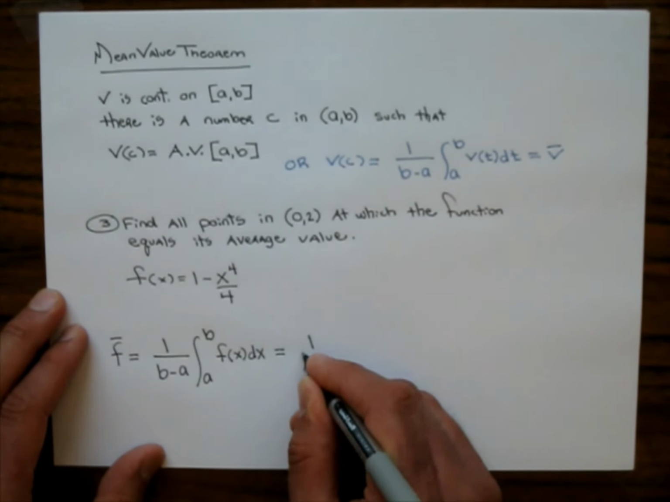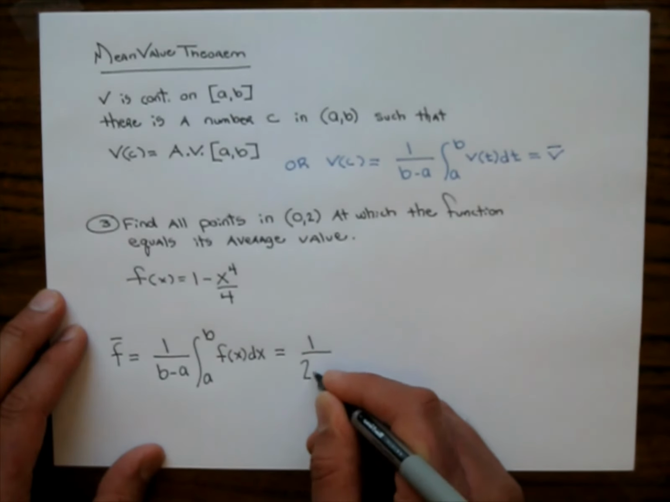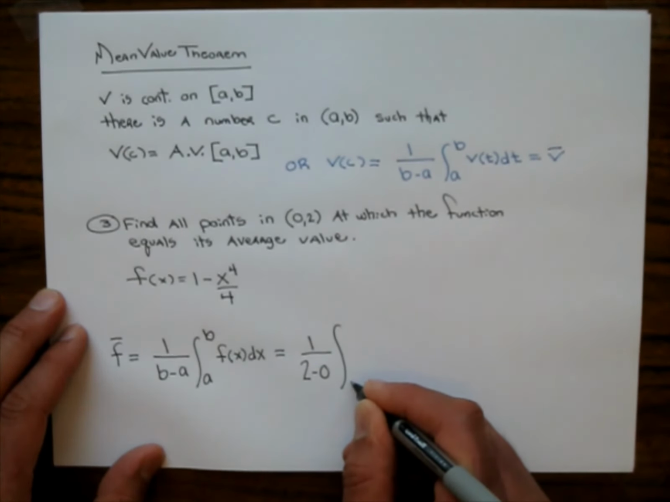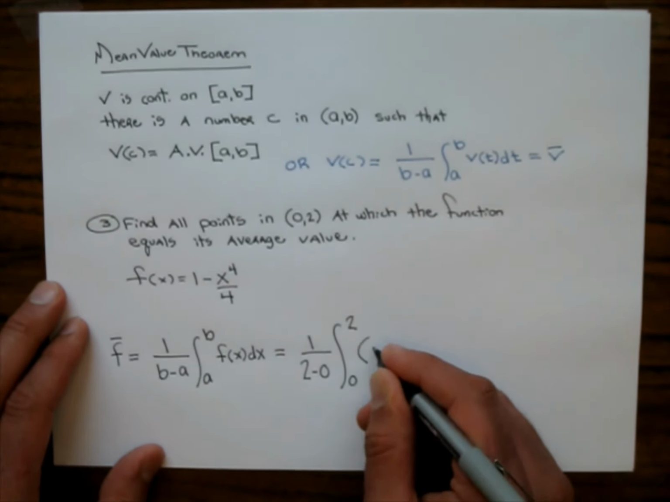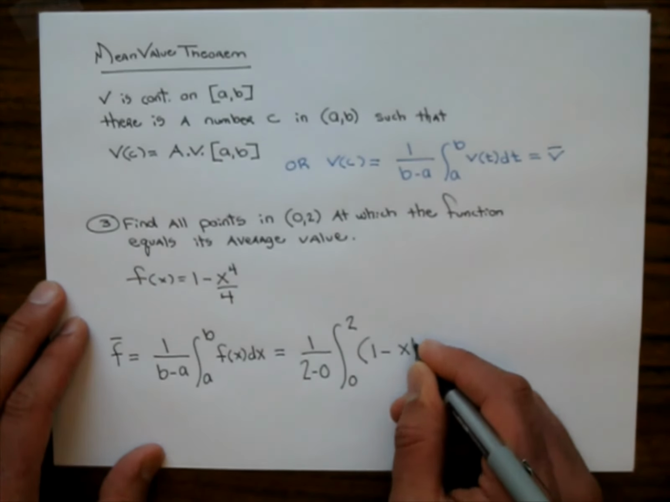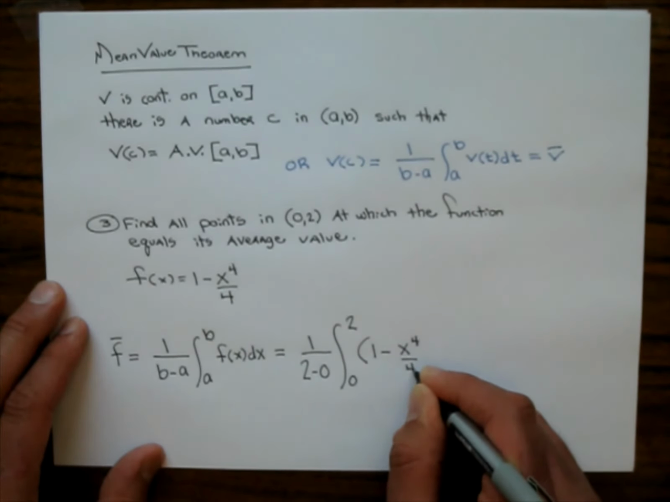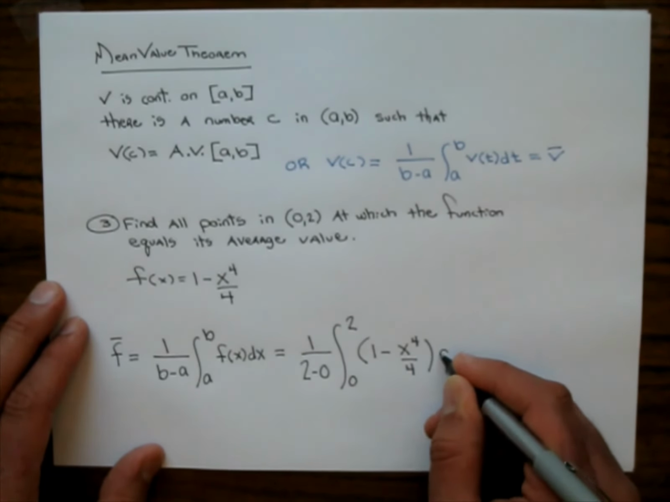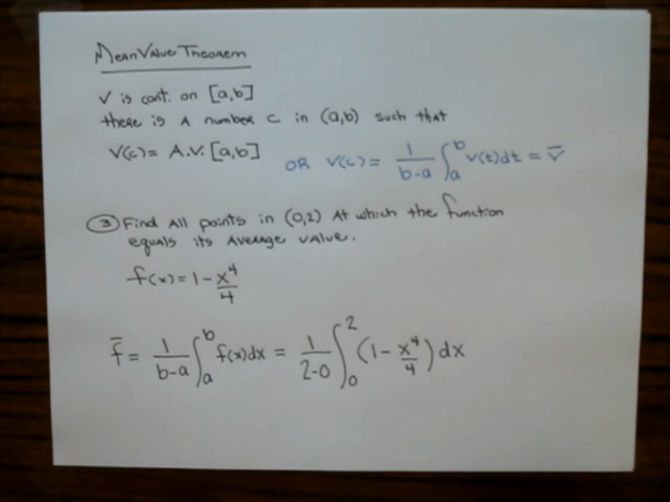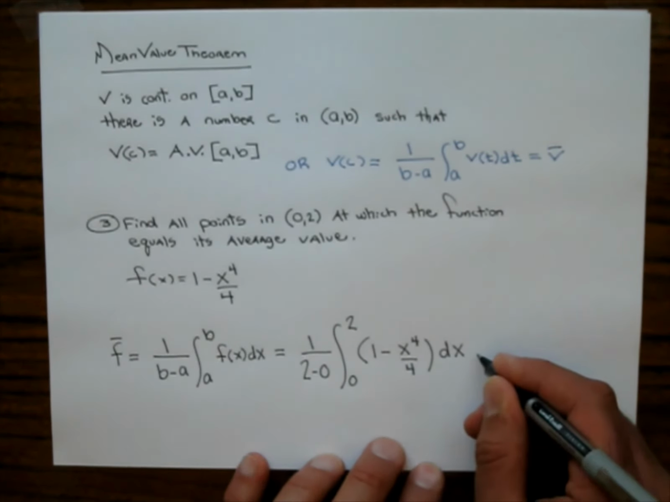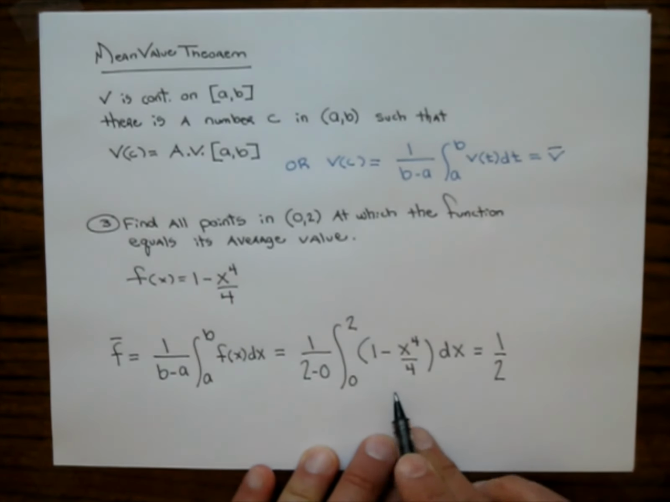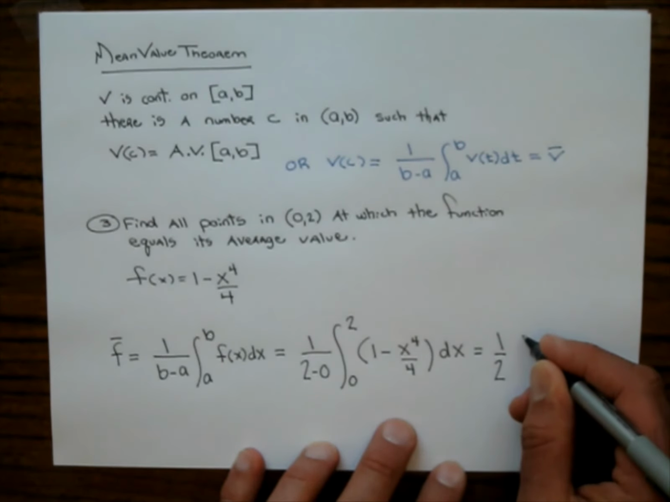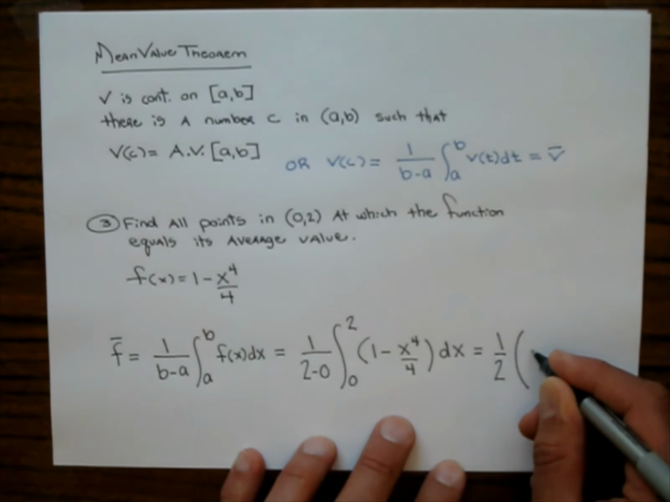This is 1 over 2 minus 0, integral from 0 to 2. Our function is 1 minus x to the 4th over 4 dx. So what do we have here? We have 1/2, and now I'm going to go ahead and take the antiderivative of 1, which is x.